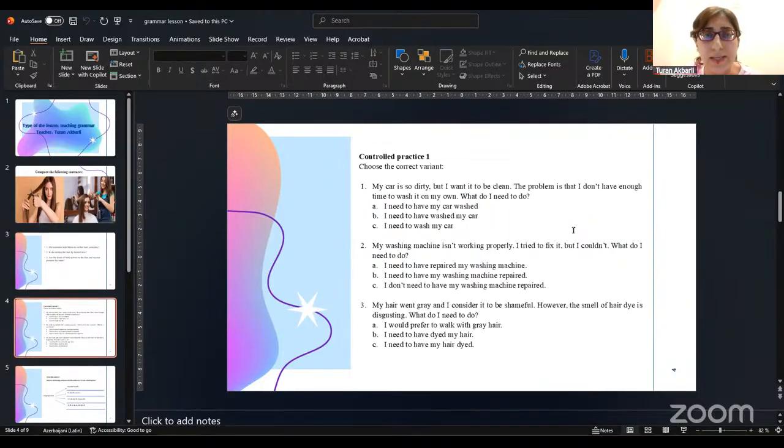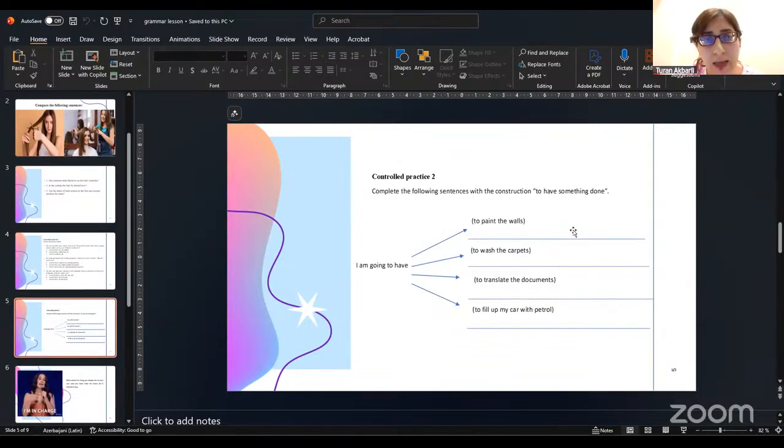Then I give them different tasks. For example, here I have multiple choice tasks. They do it and try to understand it thoroughly. Then again, I have other types. I try to teach them how to use this structure to have something done or to get something done in different tense forms. For example, I'm going to have, here you see, to paint the walls, or to wash the carpets. So I give them these sentences in different tense forms.